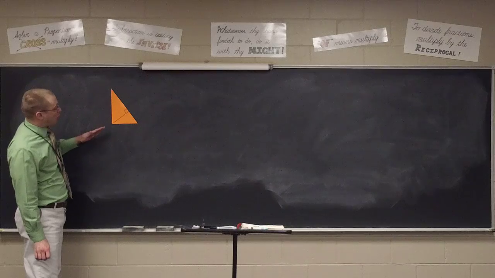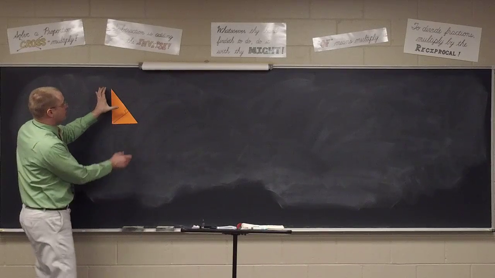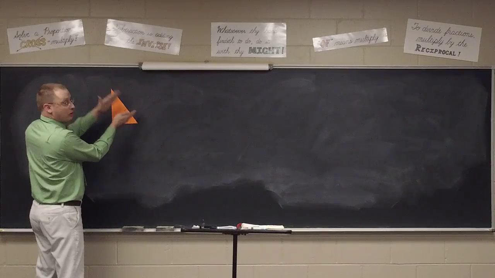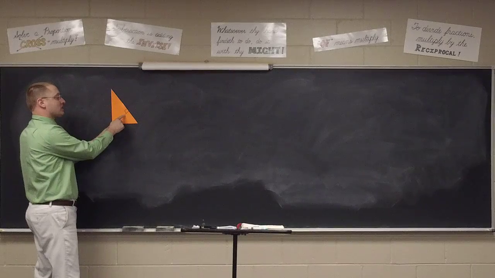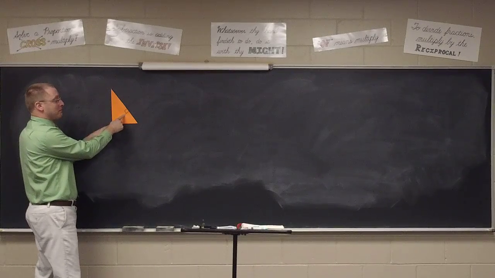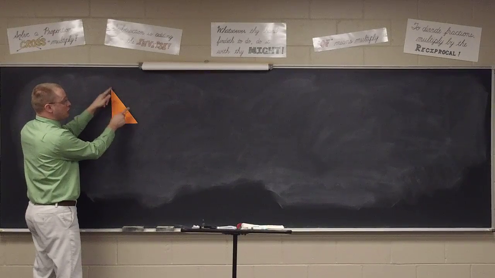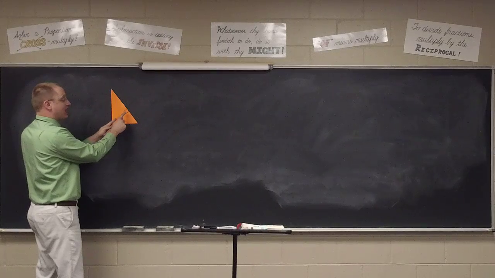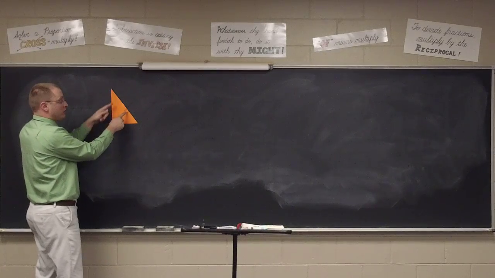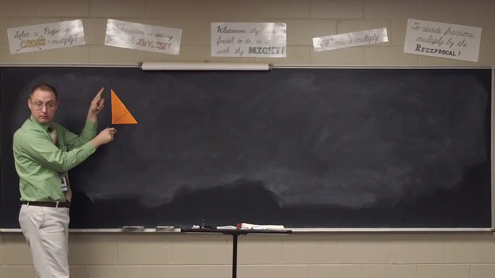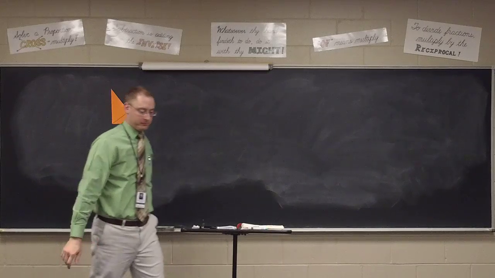So you'll notice when we draw this altitude, it turns the hypotenuse into a couple of segments. This length, whatever it is, is going to be the mean proportional between these two segments. So that segment is to altitude as altitude is to segment. That's part 2. Part 3.